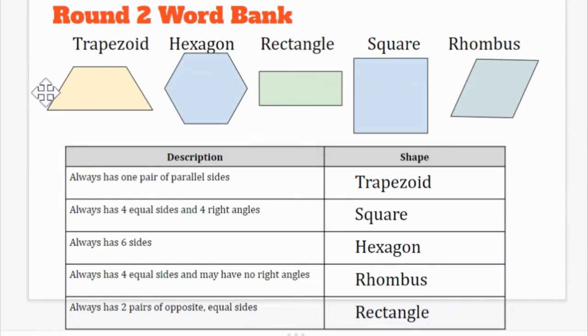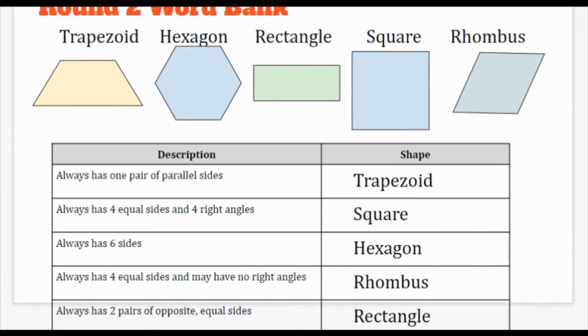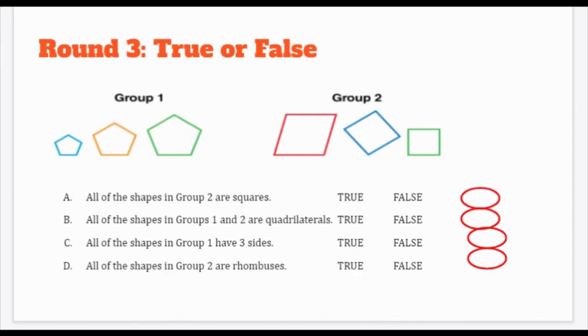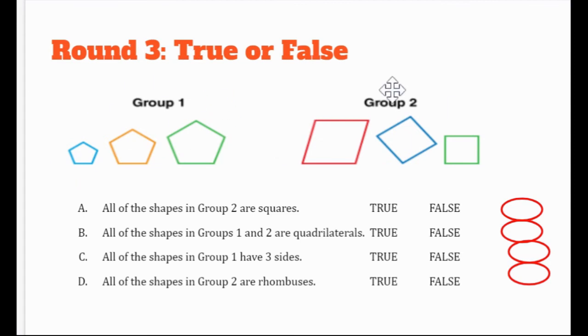Good job, friends. Let's take a look at our last round today. Now it's going to be some true or false questions. So we've got group 1 and group 2. In group 1, I see 3 shapes, and it looks like they are 1, 2, 3, 4. They have 5 sides, so they're pentagons of different sizes. And over here in group 2, I see 3 4-sided figures. This one definitely looks like it has 4 right angles. We've got 4 sides on all of them. All right, let's see if we can compare and see what's true or false.